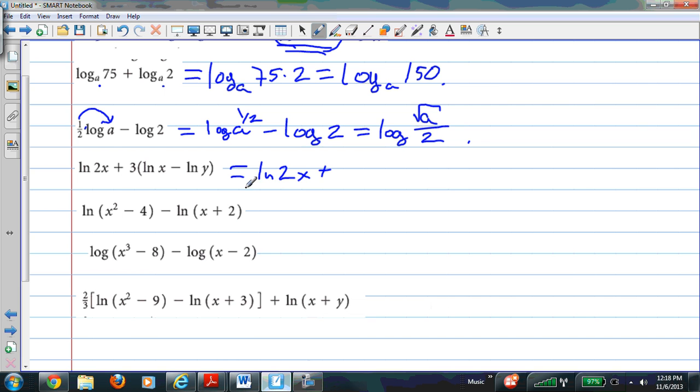But anyway, so where were we? Order of operations. So do the parentheses first. So there is a minus in between. So we can use the quotient rule to rewrite it as natural log of x over y.